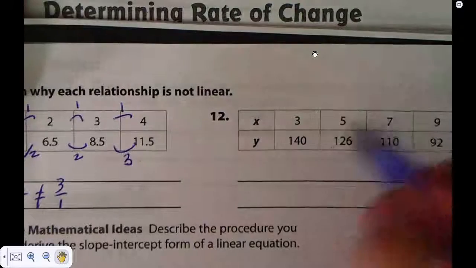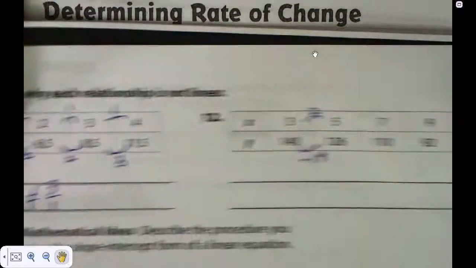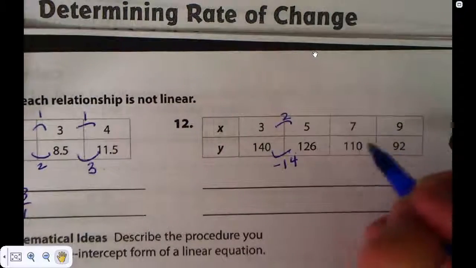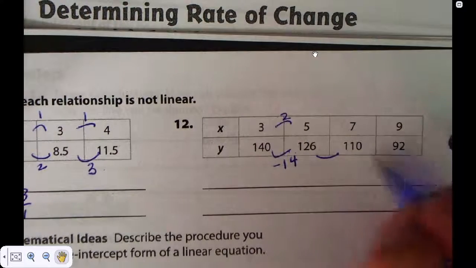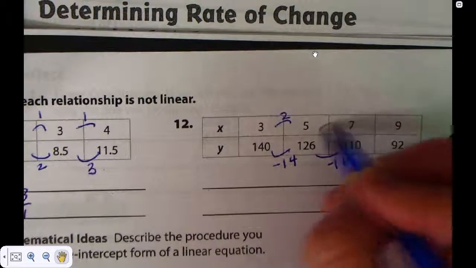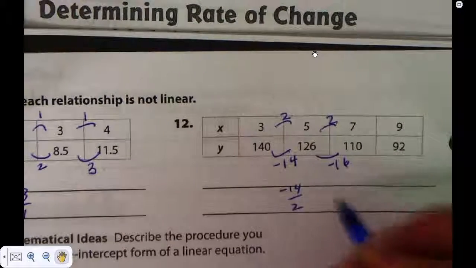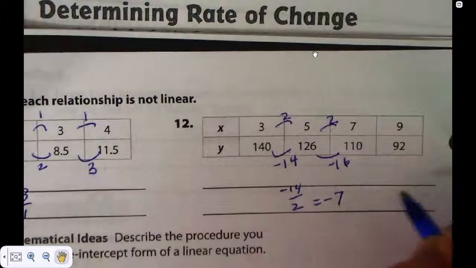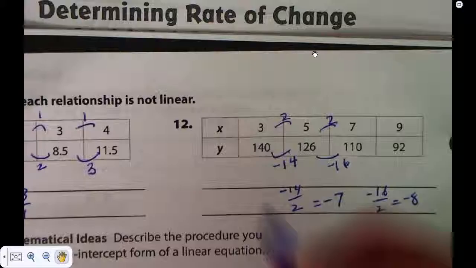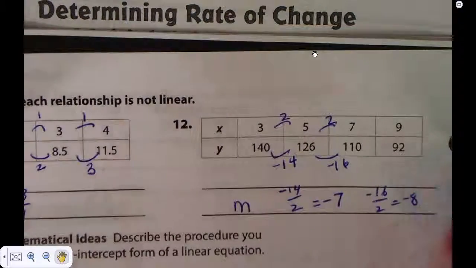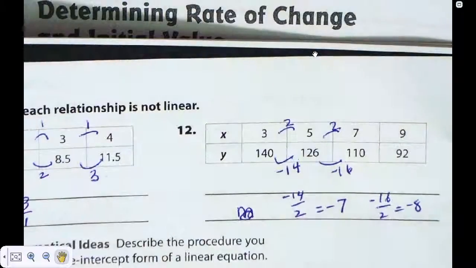So on number 12, that goes down 14, goes up 2. This goes down 16 and goes up 2. Uh-oh, that's not going to work. Negative 14 over 2 is negative 7, right? Negative 16 over 2 is negative 8. So they're not the same, are they? No. Okay. Close your book.